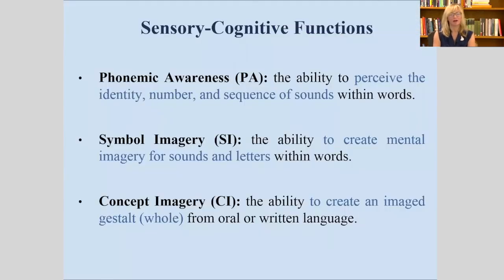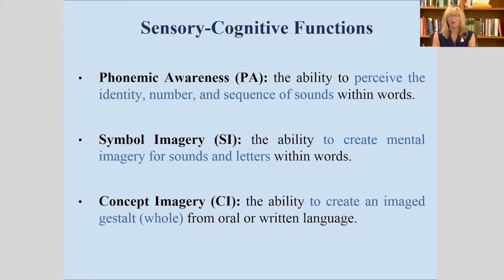So how did Haskin do that? Their approach addressed those 5 component parts of reading that the National Reading Panel said were important. Underlying those parts, though, of reading are 3 sensory cognitive functions that really make reading possible. And it's what we all do naturally as good readers.